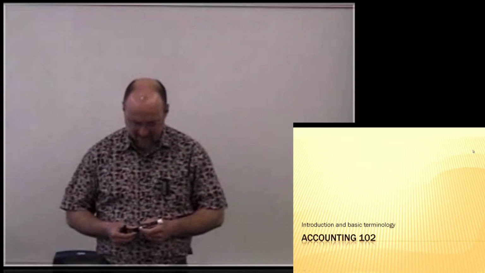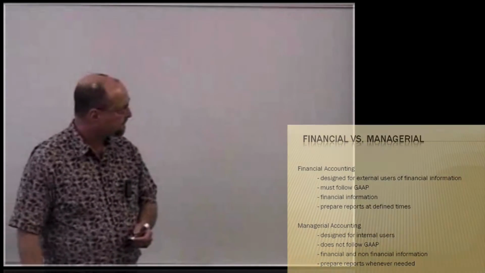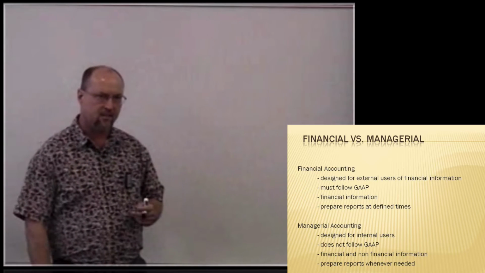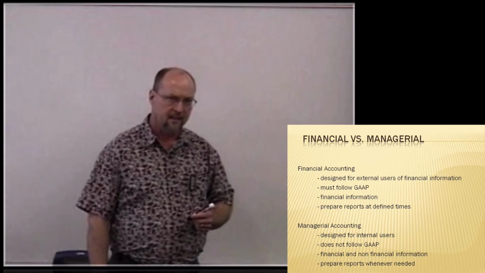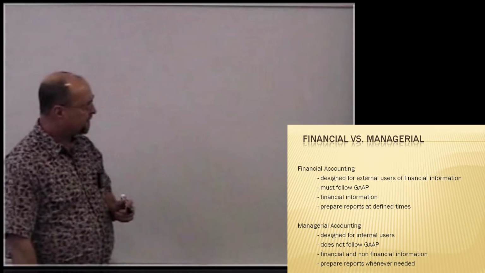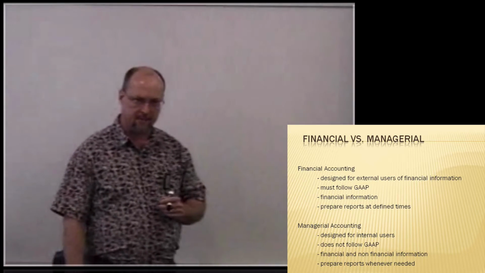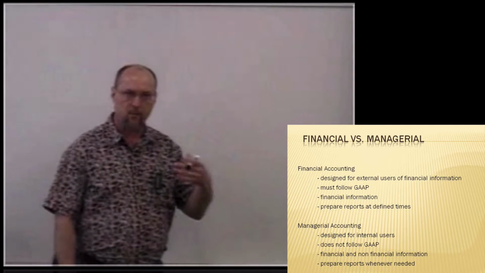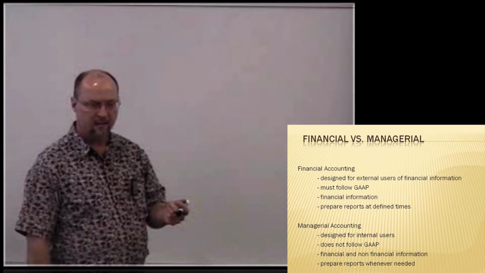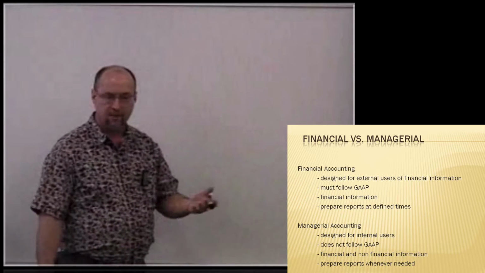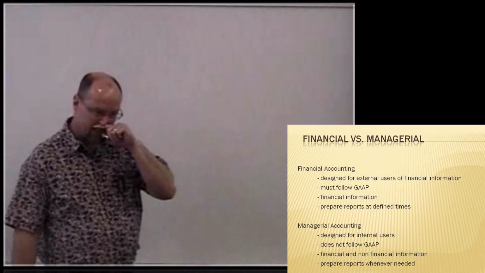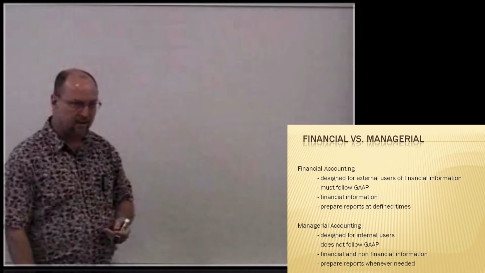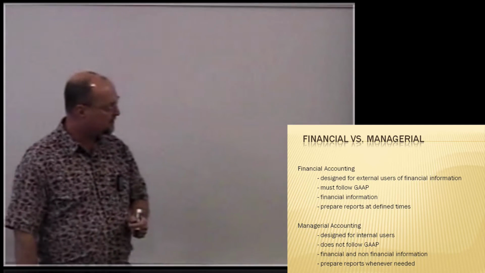The first thing we want to do is compare and contrast the difference between financial accounting and managerial accounting. Now, financial accounting, the focus is on preparing financial statements for what we call external users. These are people like the creditors, the people we owe money to, the banks, the vendors, the government, shareholders, unions, taxing authorities, customers who we have big business transactions with. A lot of different third parties need to see our financial information.